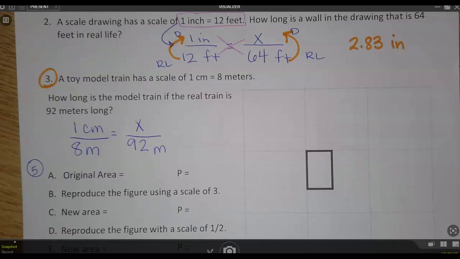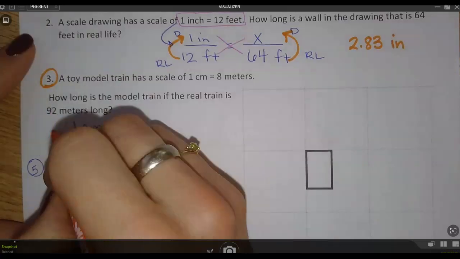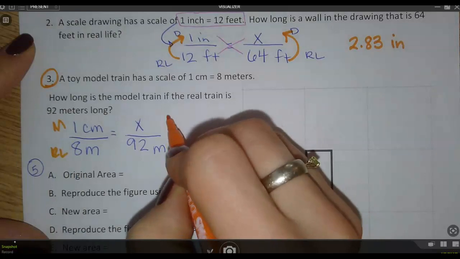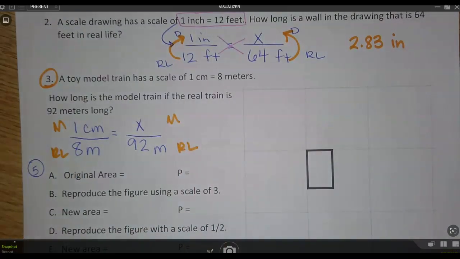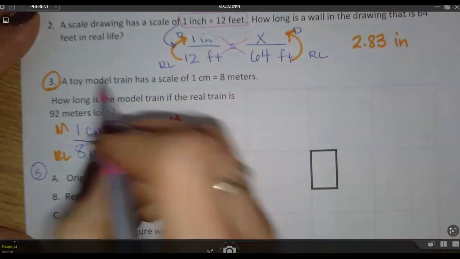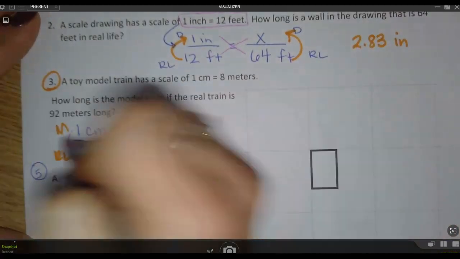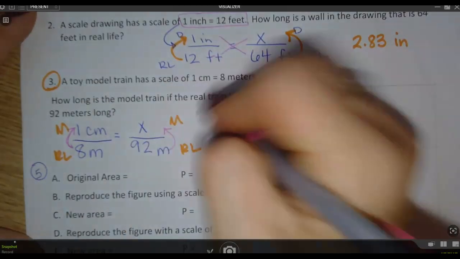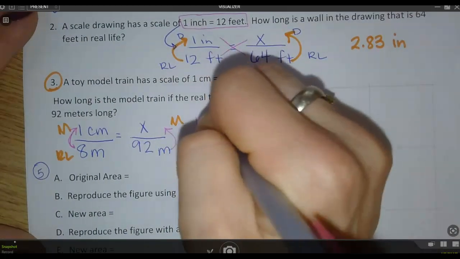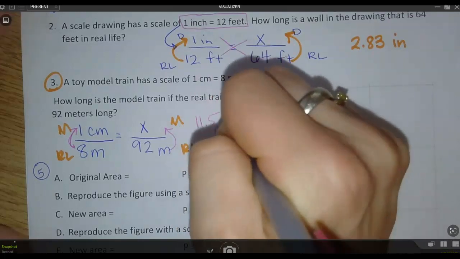Okay, here's what I got when I set it up. Make sure you have model, real life, model, real life. And then if you're looking for an easy arrow, a lot of times these will have them, right? I'm going the other way. I can divide by 8, divide by 8. So when I did that, I got 11.5 centimeters for the model train.